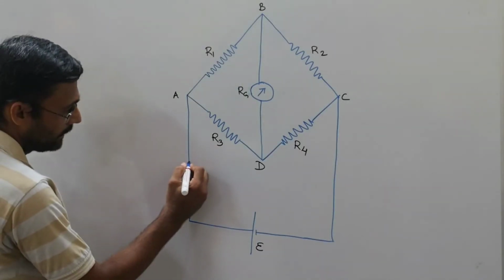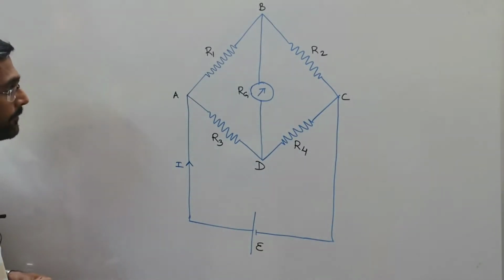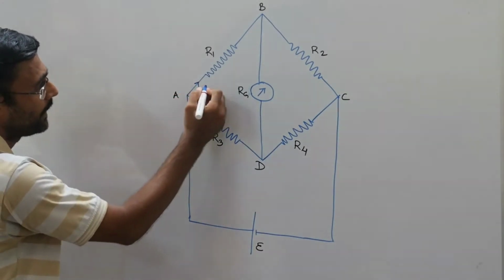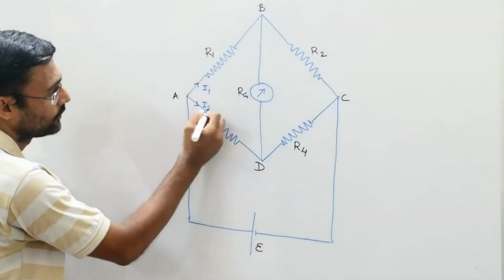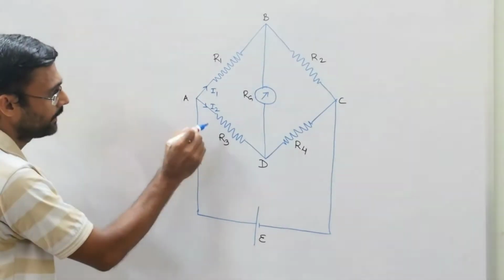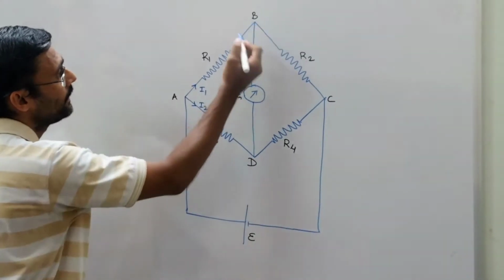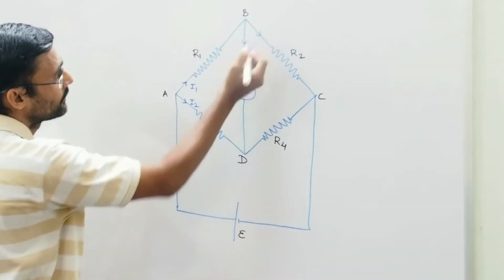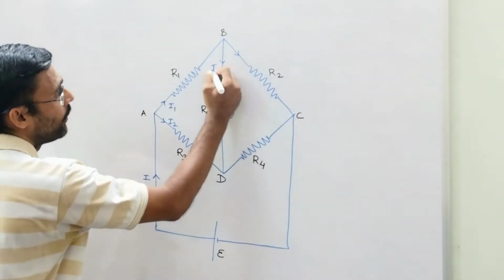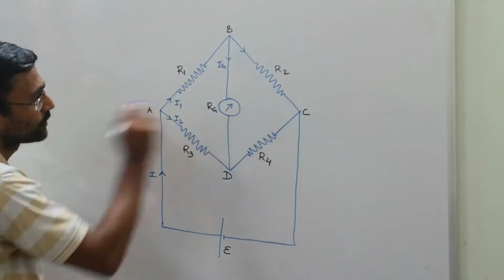Let the current I be drawn from the battery E. At terminal A, the current gets divided into two parts, that is I1 and I2. So there is a flow of current I1 through R1 and current I2 through R3. I1, when it reaches B, again gets divided into two parts. Let the current that flows through the galvanometer be called Ig. So from the I1 current, Ig flows through the galvanometer.